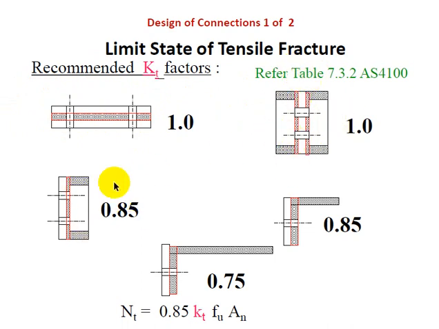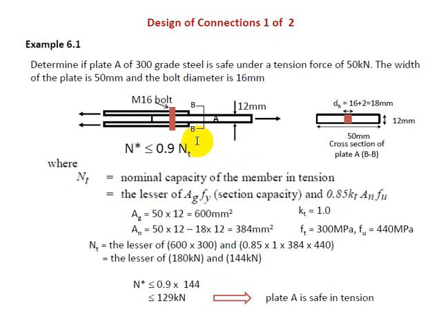However, when you're having some types of connection like this or like this, like one leg: if the legs are equal in the connection, it's going to be 0.85. However, when you have a non-equal leg connection like this one, it's going to be 0.75. Usually our connection Kt is one. Sometimes we have 0.85 or 0.75, it depends, but usually we make our connections identical. As I said, all the examples are going to be explained later.